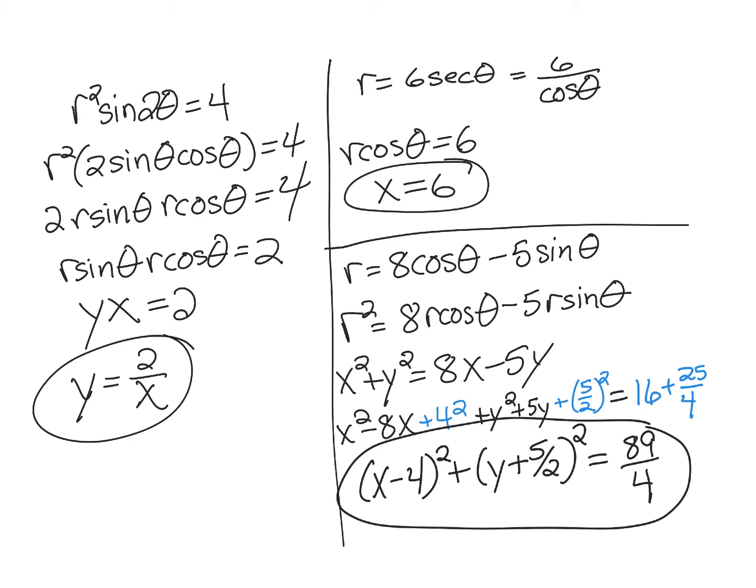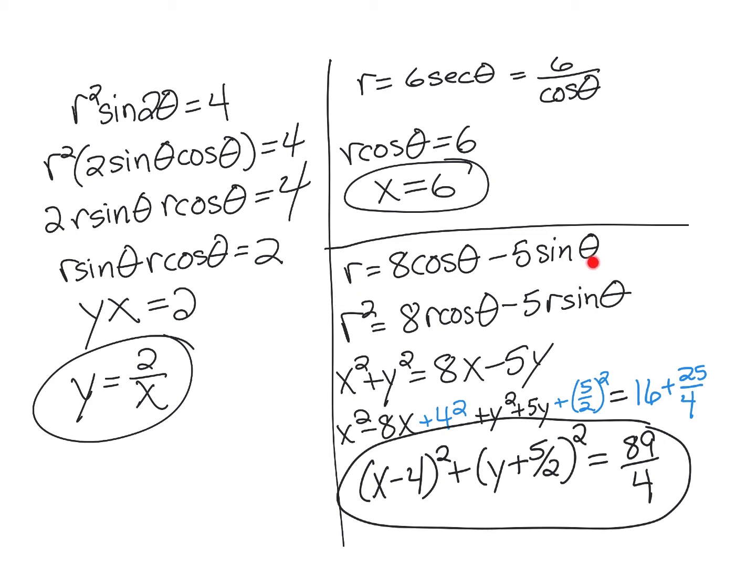Awesome, awesome. What about this guy right here? Secant is 1 over the cosine. So if I multiply both sides of this equation by cosine, I get r cosine theta equals 6, x equals 6. So practice, practice, practice, right?